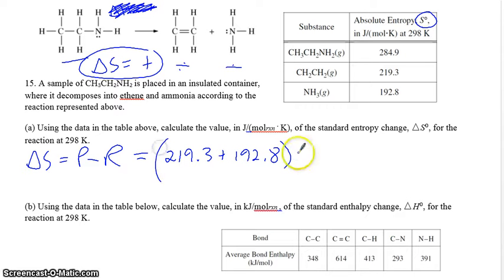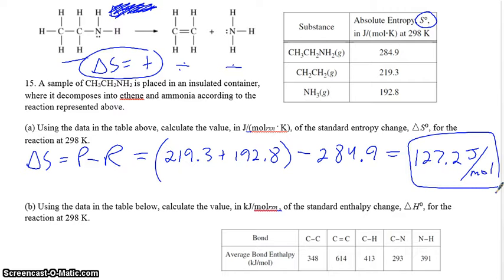These are our products, minus our reactants. Our reactant is this big guy, 284.9. If we do this calculation, we should end up with 127.2 joules per mole. Now notice, previously it was kilojoules, here it's joules. Entropy values are quite a bit less than enthalpy values. So delta H was kilojoules, delta S is joules. Notice our prediction is borne out because we said we're increasing in disorder, and that should work.